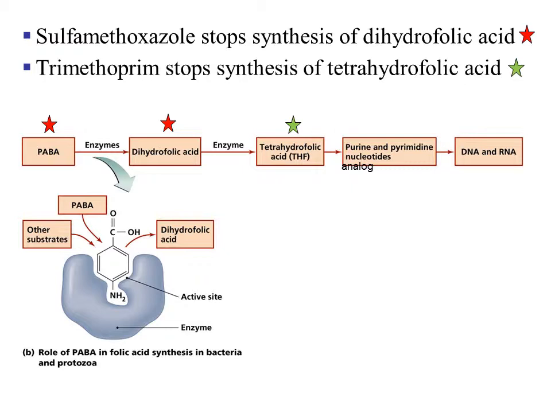Sulfamethoxazole is going to stop the synthesis of dihydrofolic acid. That is indicated by the red star. The Trimethoprim is going to stop the synthesis of tetrahydrofolic acid. That is indicated by the green star. So this sulfur drug, Bactrim, is a combination of drugs that will ultimately still stop DNA synthesis. It is just more efficient.